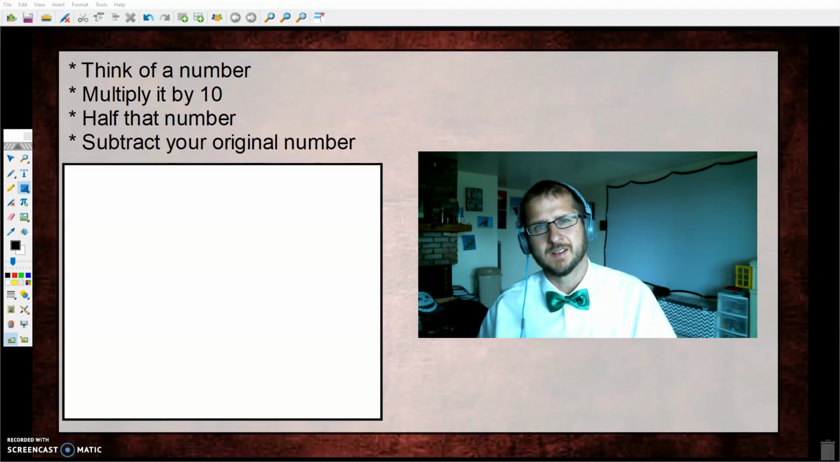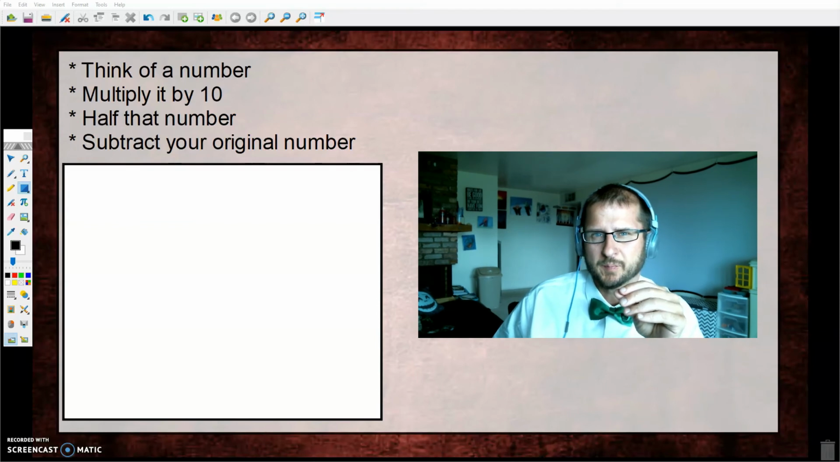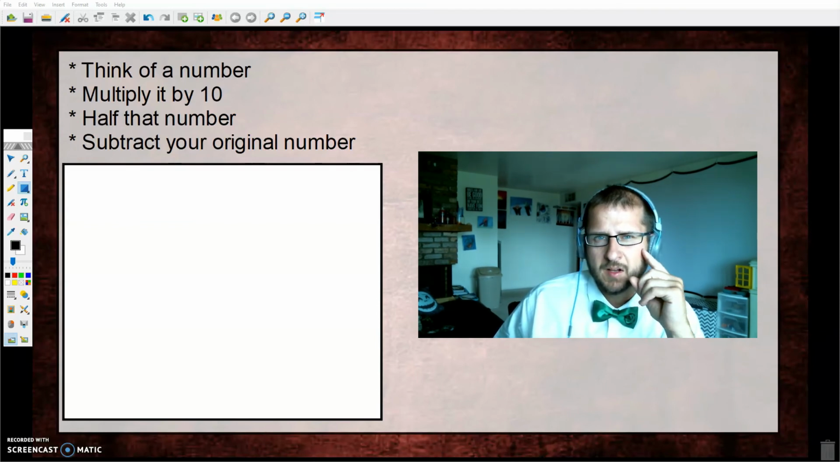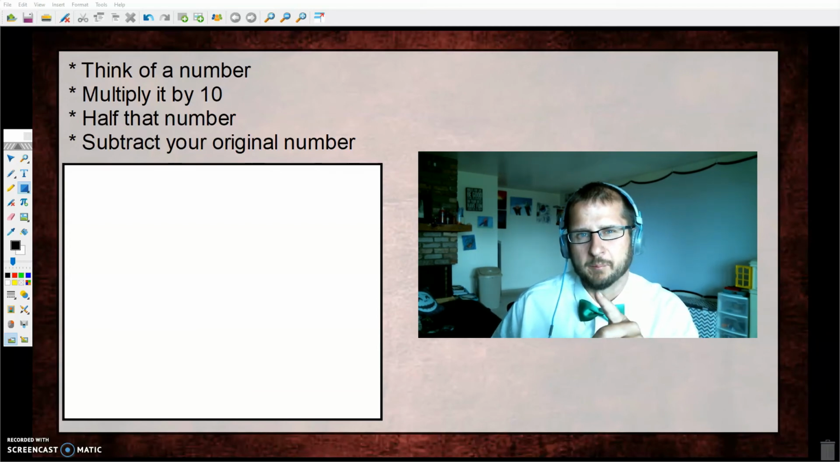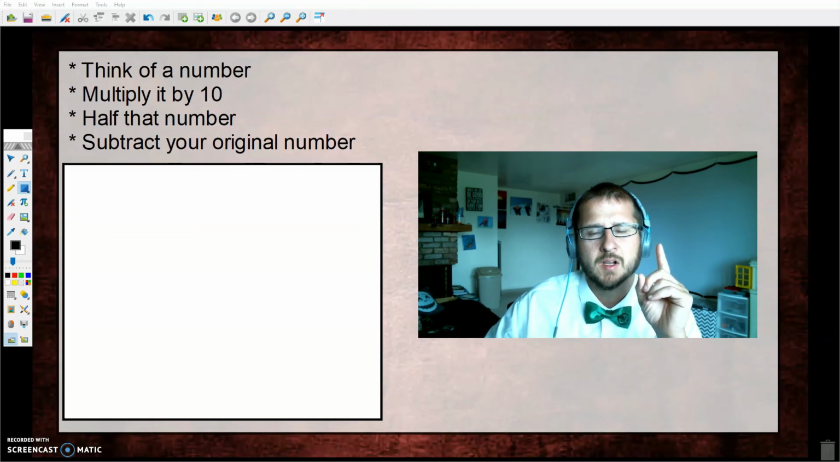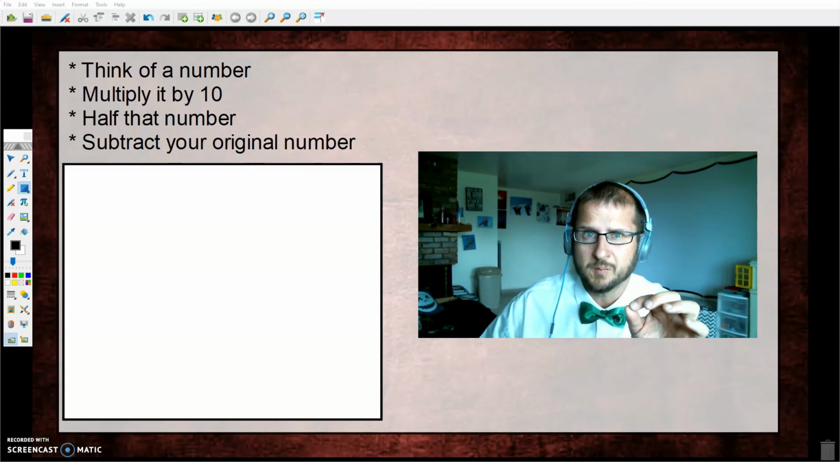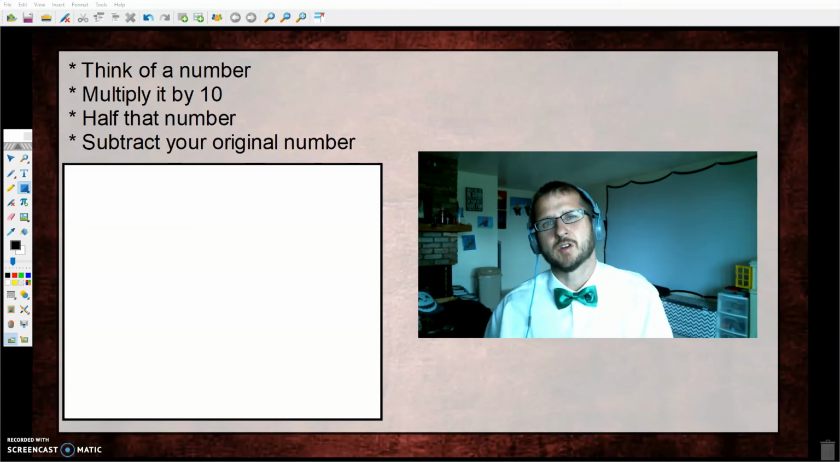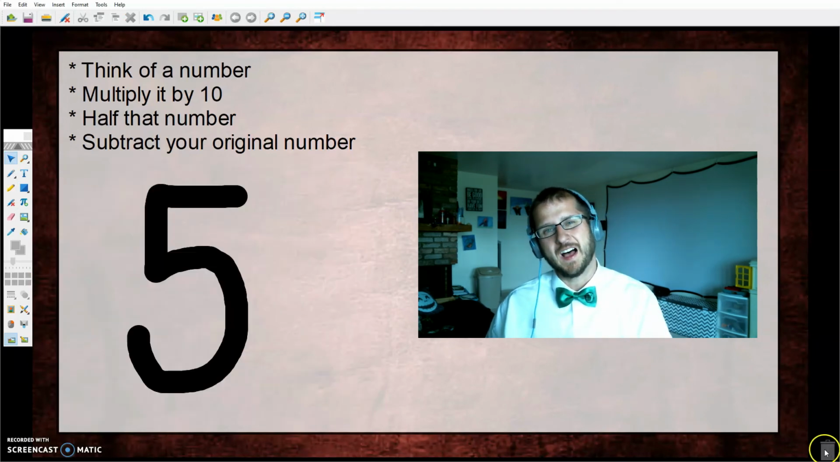Got your answer? Okay, now I want you to half that number. So divide it by 2. So you thought of a number, multiplied it by 10, divided it by 2. Now subtract your original number. So you thought of a number, you multiplied it by 10, you divided that by 2, and then you subtracted your original number. Let me just slide this box out of the way. Answer was 5, huh?